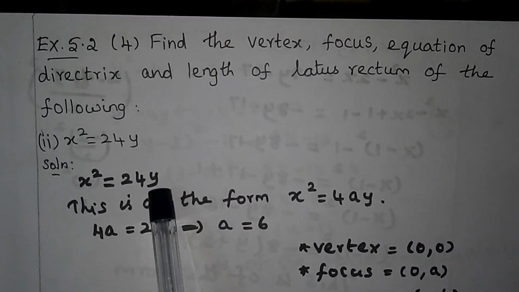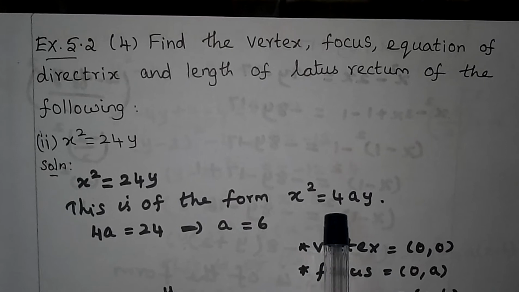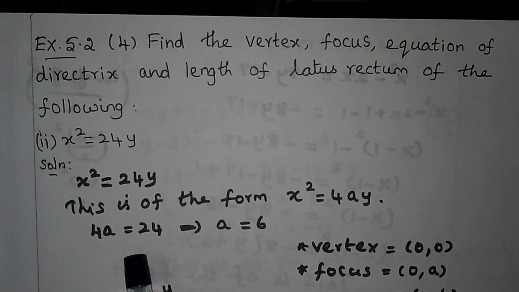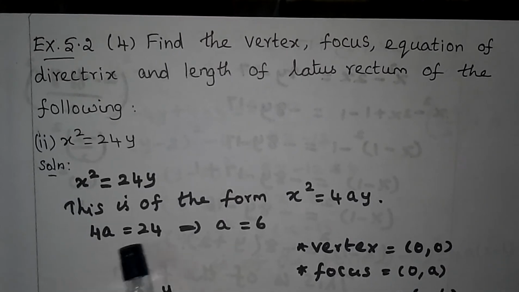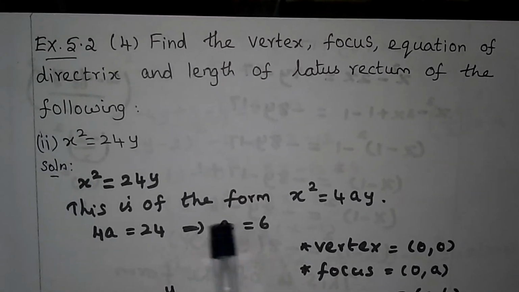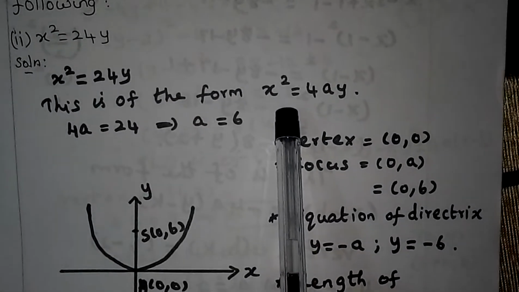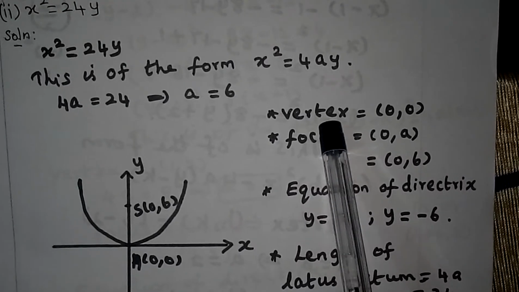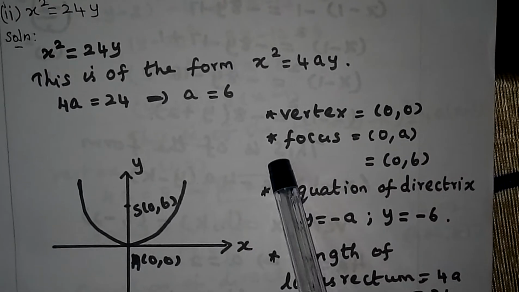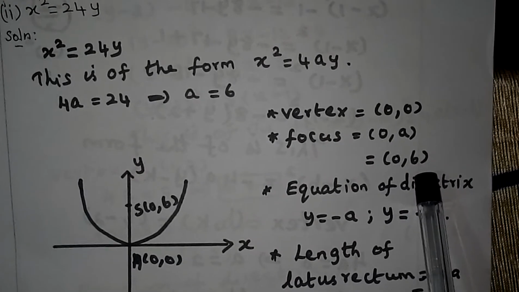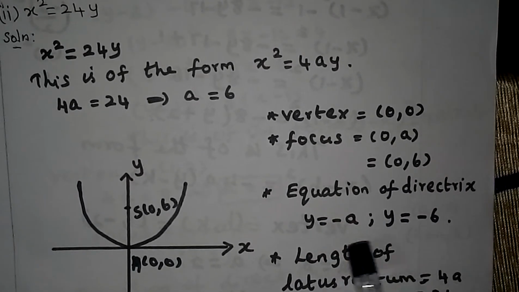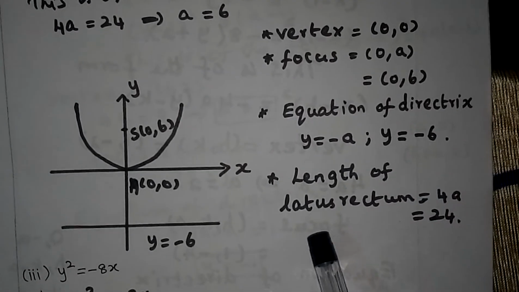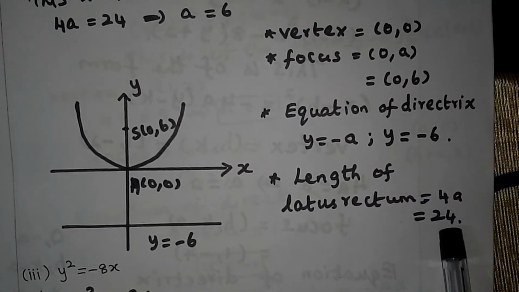So x square equal to 24y means this is of which form? X square equal to 4ay form. So instead of 4a we have 24. 4a is equal to 24 means a equal to 24 by 4, it is 6. So for this type, the third type, open upward, what are the formulas we have, you have to write one by one. So first it is vertex. Vertex it is origin, we know. Focus is 0 comma a. So 0 comma a value is 6. Equation of directrix is y is equal to minus a. So y is equal to minus 6. Length of latus rectum is 4a. 4 into 6 it is 24.